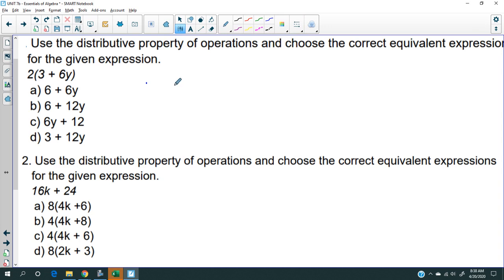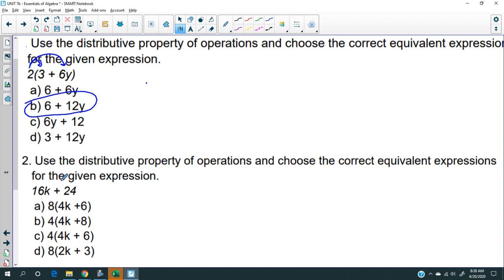So use the distributive property. Here they just want you to distribute. You're not factoring anything. So 2 times 3, that's 6, right? So that's probably one of these 2. 2 times 6y is 12y. So 6 plus 12y. Okay, all right.